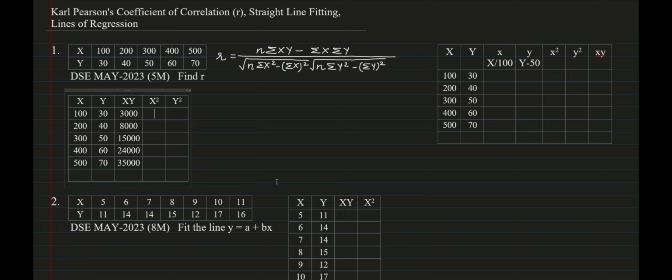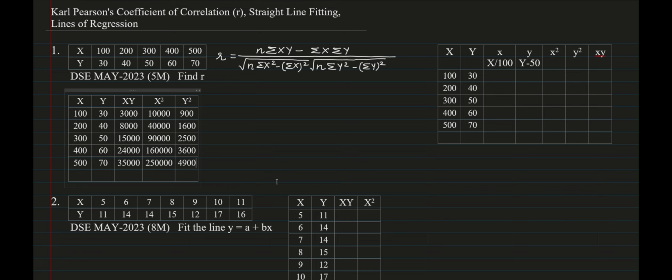For x square, 100 square is 10,000. 200 square is 40,000. 300 square is 90,000. 400 square is 1,60,000. 500 square is 2,50,000. For y square, 30 square is 900. 40 square is 1,600. 50 square is 2,500. 60 square is 3,600. 70 square is 4,900.